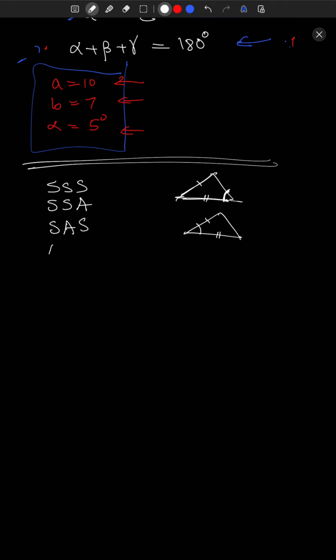All right, let's see. We have angle, side, side, right? That would represent a picture like this, angle, side, side, right?